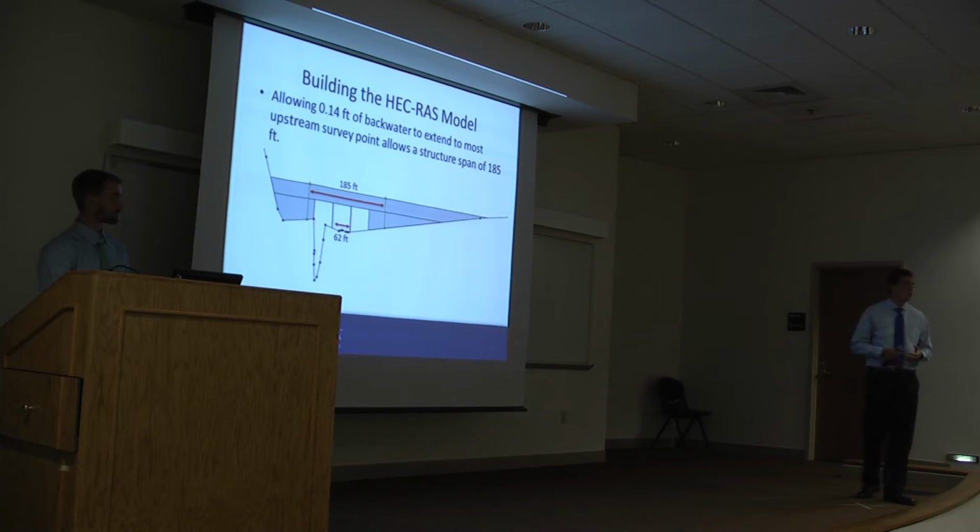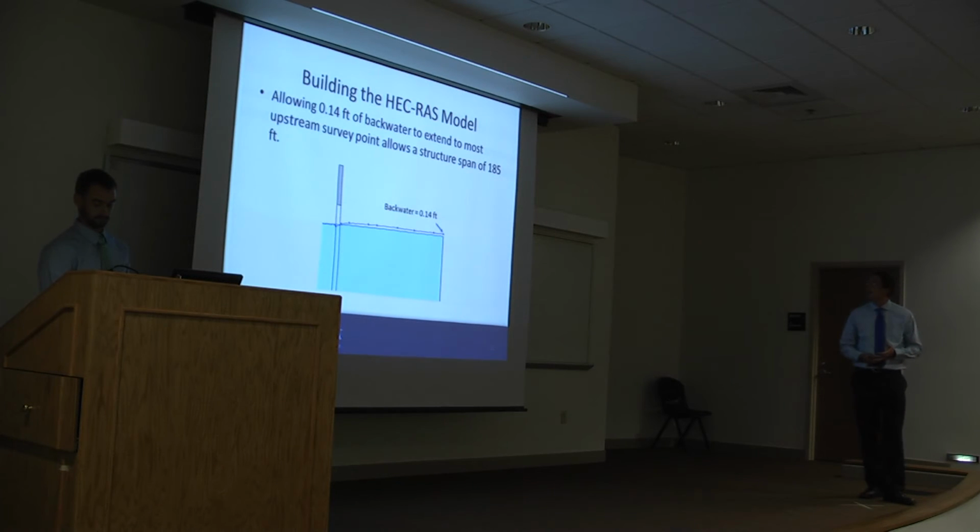If we allow the backwater to extend to the furthest upstream cross-section point, we were able to span a distance of 185 feet and 62 feet from pier to pier, which is a shorter bridge, which will save the client some money. And there is depicted the backwater of 0.14 feet at the furthest upstream cross-section.